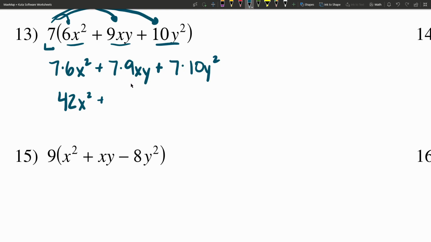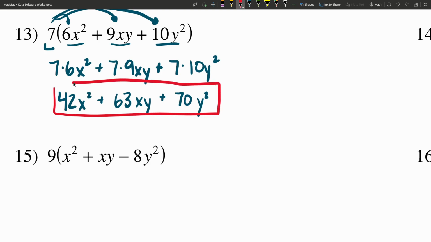7 times 9 can get combined together to give us 63, but x and y cannot be combined any further, so they're going to remain as x times y, and then we're going to be adding that to 7 times 10y squared. 7 times 10 is 70, and we're going to leave the y squared as is. So we have 42x squared plus 63xy plus 70y squared. That's our solution for number 13.